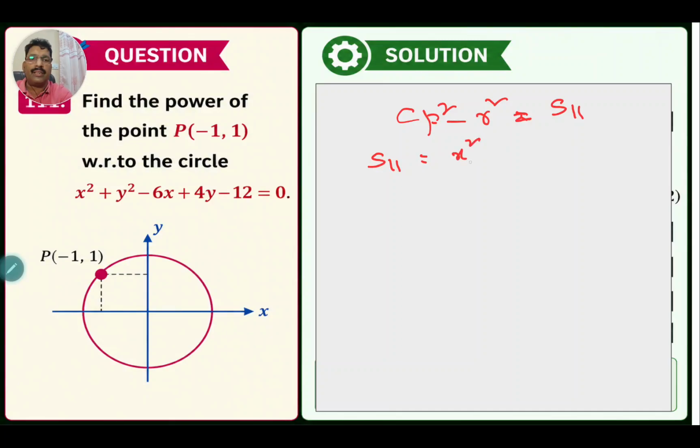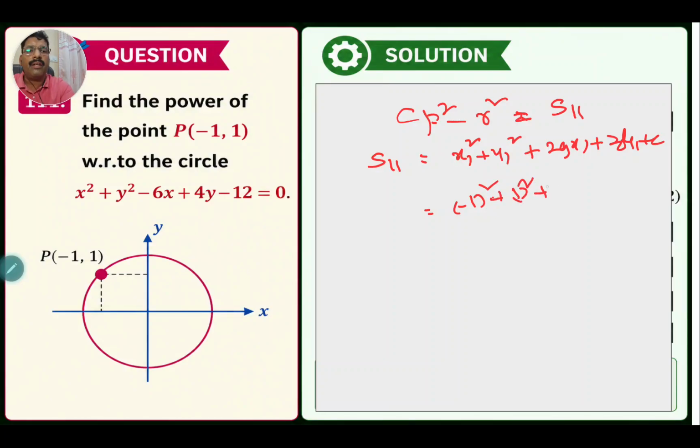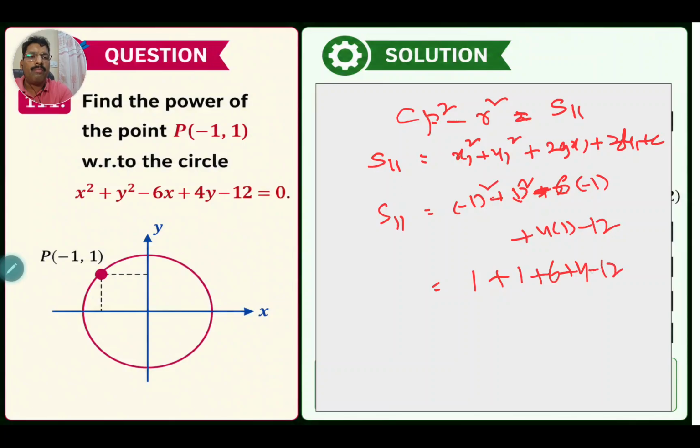S11 means x1 square plus y1 square plus 2gx1 plus 2fy1 plus c. This is S11. So in the place of x and y, substitute the point (minus 1, 1). That is minus 1 whole square plus 1 whole square minus 6 into minus 1 plus 4 into 1 minus 12. That is the S11 value. So 1 plus 1 plus 6 plus 4 minus 12. So this is 12 minus 12. The answer we got is 0. So power of the point is 0.